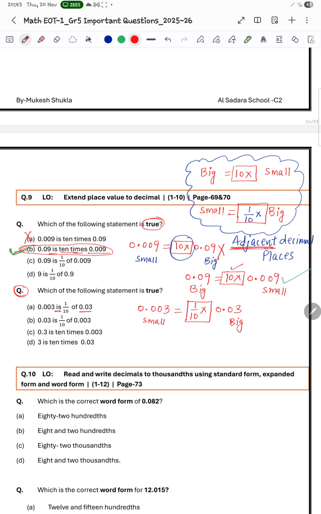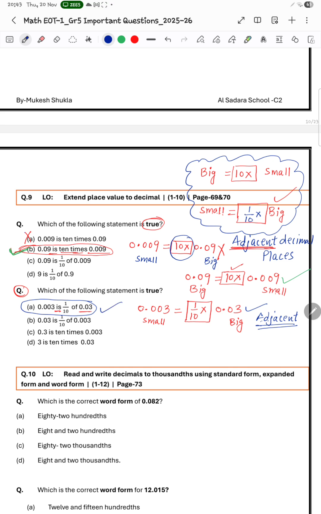Small to big, my rule applies here. 1/10, correct? And these two are adjacent places as well. So my rule also applied, and these places are adjacent in the decimal place value chart. So my rule is true over here. So option A will be the correct one.